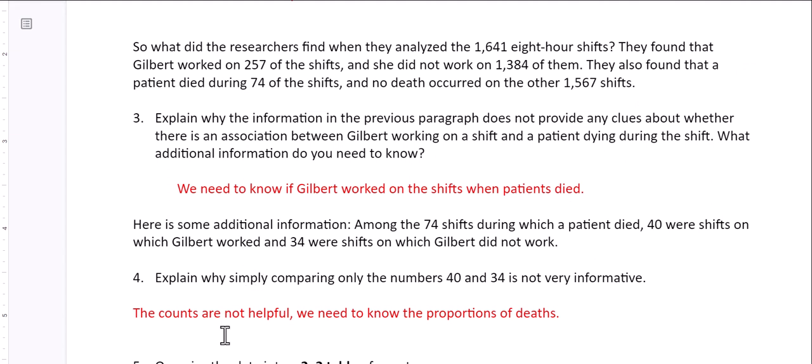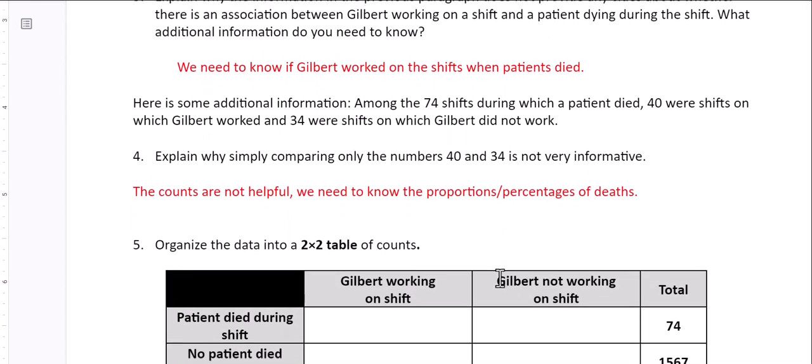The counts alone are not helpful. We can say we need to know the proportions of death, the percentages of deaths that occur. Knowing the percentage, the proportion might be better than just knowing the counts. 40 and 34 seem pretty close, but we are talking about very different numbers. 1,641 is the total number of shifts, and we have other numbers here. So we need to really get the proportion. What does 40 mean? 40 out of what? And the 34 is 34 out of what? That's what we need. We need proportions to make better comparisons.